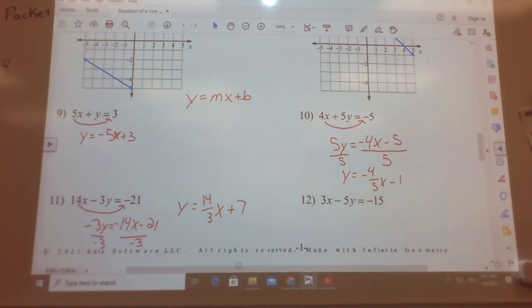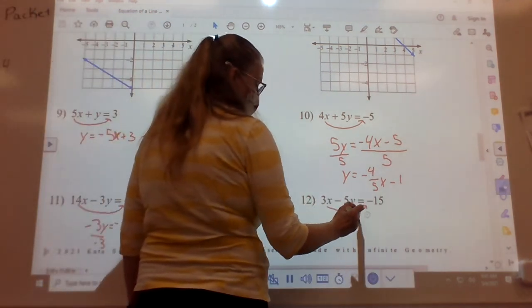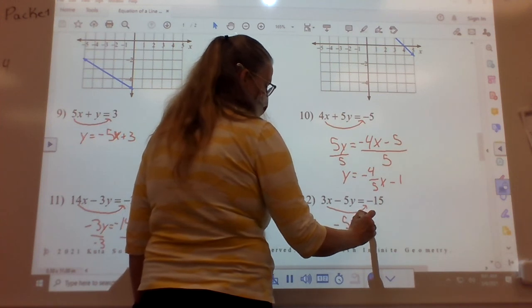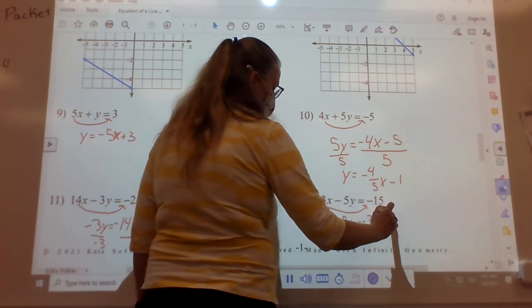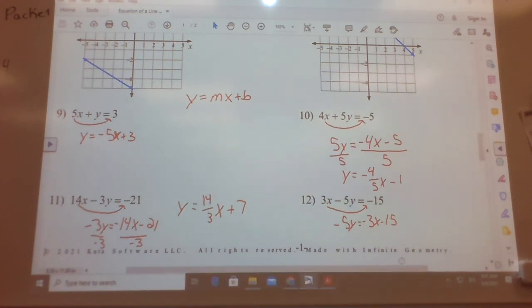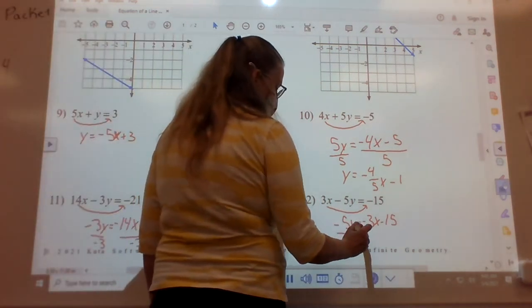One more. Move the 3x. Negative 5y equals negative 3x minus 15. Be really careful you don't lose any of those negatives. I want to move the negative 5. And again, because it's negative 5 times y, you're going to divide everything by negative 5. Everything.